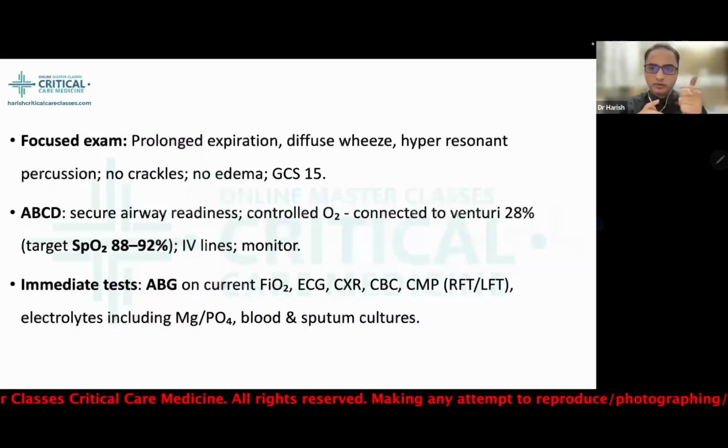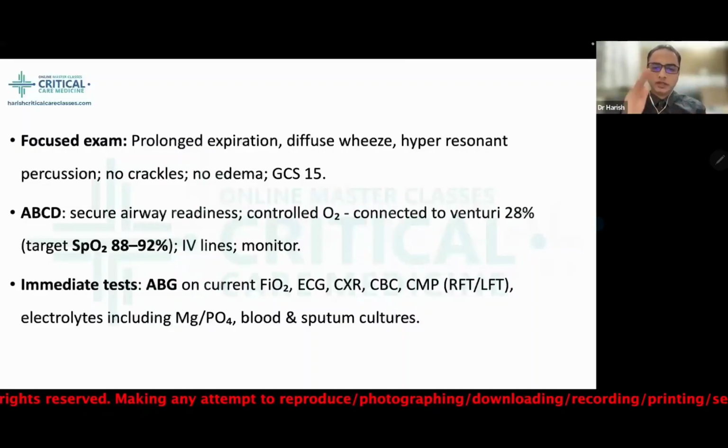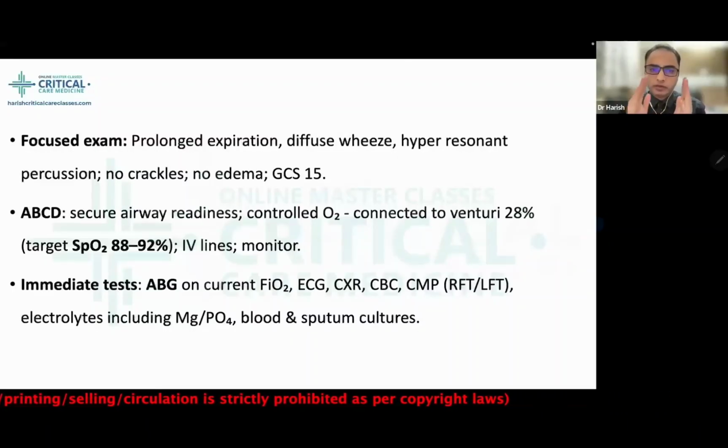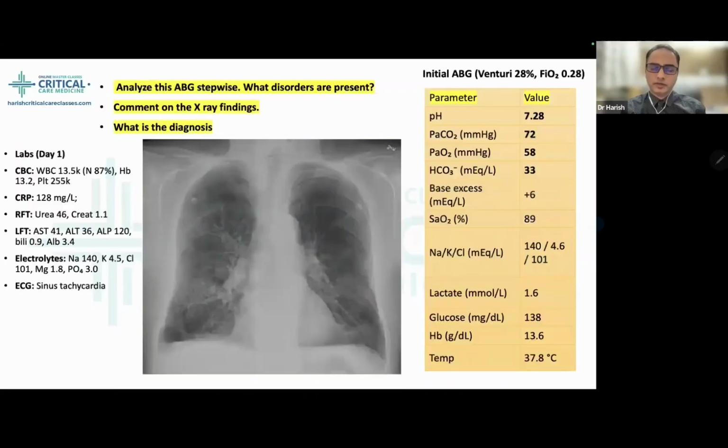Immediate tests we offered. One is ABG, with the current FiO2 that is 28%, ECG, X-ray. Basic biochemistry, RFT, LFT, CBC and electrolytes including magnesium and phosphorus. We also need blood and sputum culture, because there is sputum production with a background of smoking history and the patient has a history of fever. So we sent the cultures of this patient. Okay, so this is what we got.